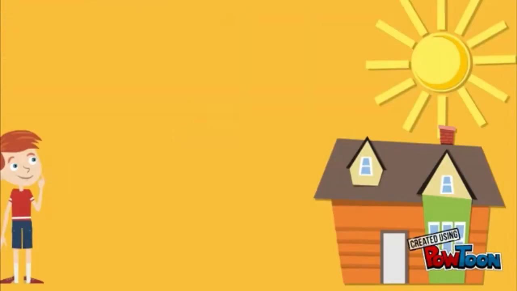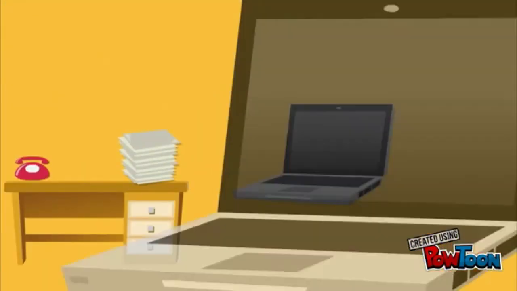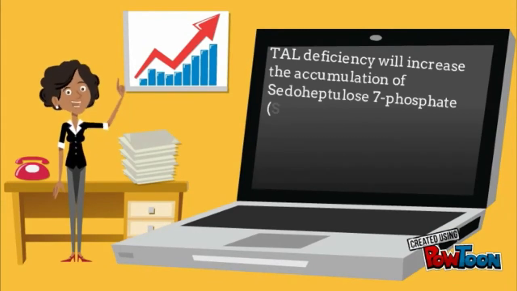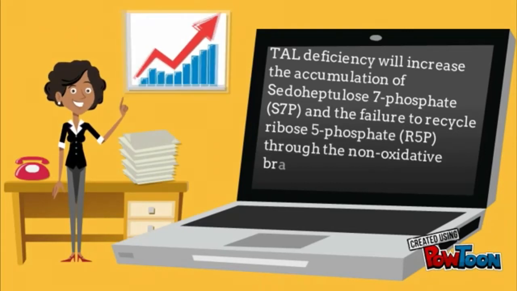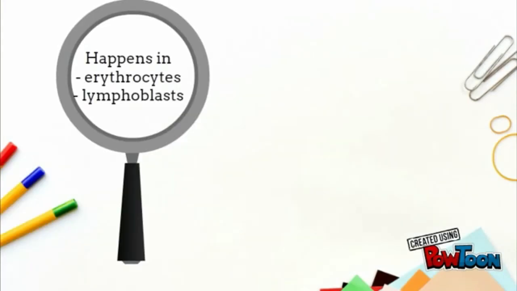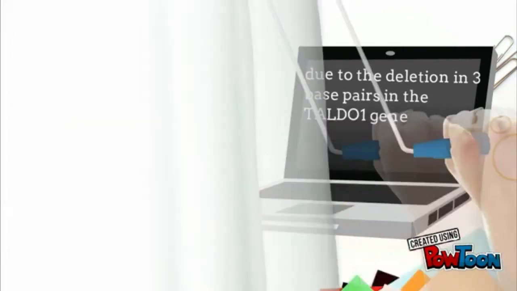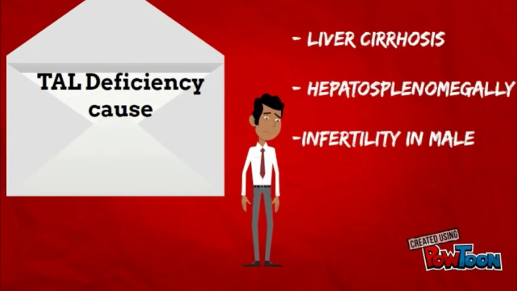Transaldolase deficiency. Transaldolase deficiency is a condition with an abnormally low level of TAL enzyme. TAL deficiency will increase the accumulation of sedoheptulose 7-phosphate and cause failure to recycle ribose 5-phosphate through the non-oxidative branch. It mostly happens in erythrocytes and lymphoblasts. This is due to the deletion of 3 base pairs in the TALDO1 gene. Deficiency of TAL enzyme will cause liver cirrhosis, hepatosplenomegaly, and infertility in men.